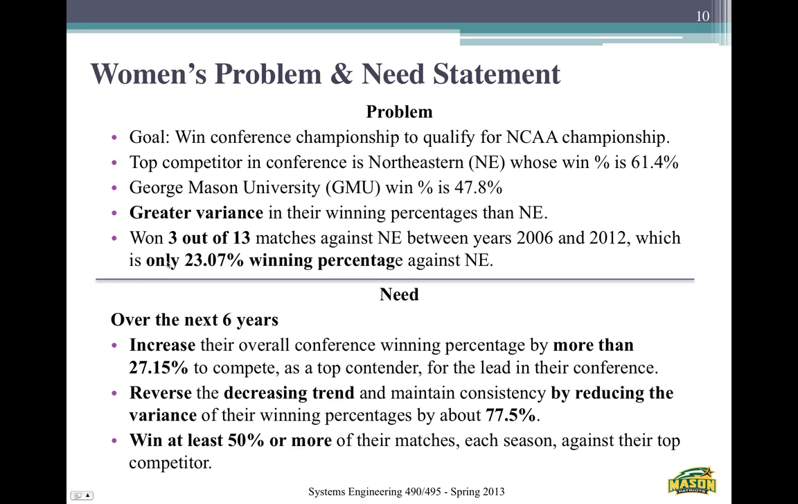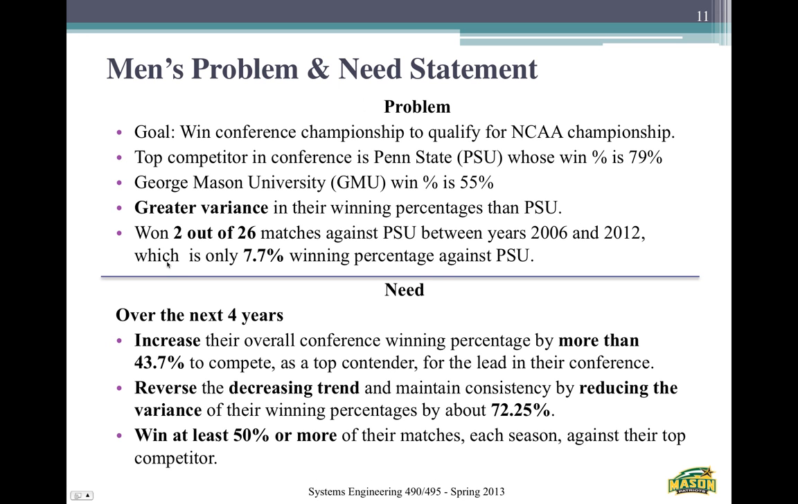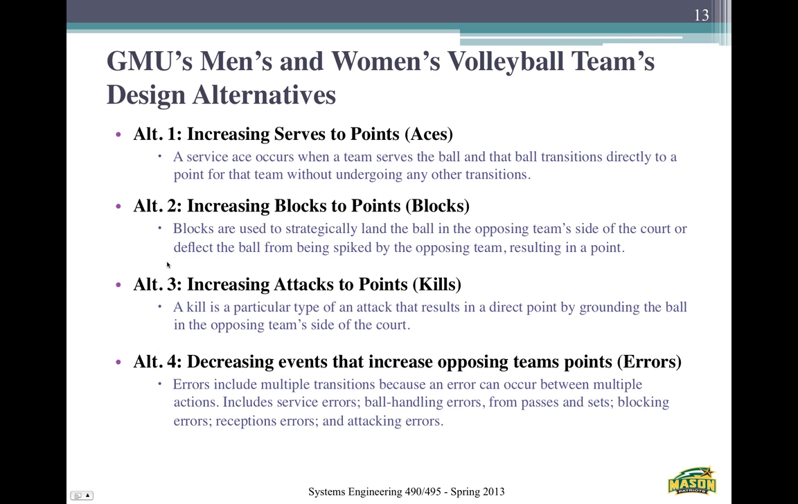Our problem and need statement. For our women's, the problem was that our women's are only winning 3 out of 13 matches between 2006 and 2012, and that's only a 23.07% win percentage. That's the problem against Northeastern. So obviously their need statement is to increase their win percentage, and that's hopefully what our tool will allow them to do. Again, the men's only won 2 out of 26 matches against Penn State between 2006 and 2012, and that was only a 7% chance of winning against Penn State, so they need to increase their chance of winning against Penn State.